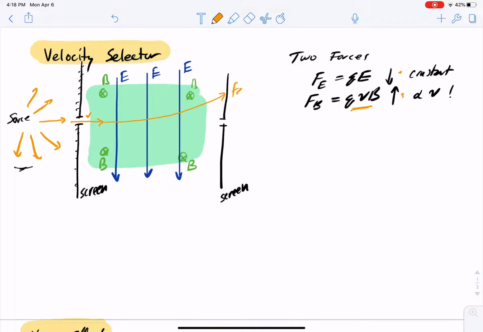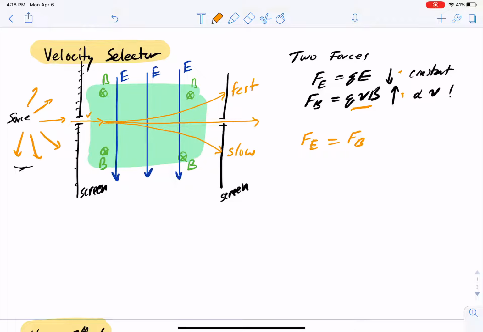So that's a fast particle. Whereas a slow particle, the magnetic force will be weaker and the electric force will be stronger, and it'll go down. And there'll be some speed where those two will be balanced and it'll just go straight through. So that will happen when these two forces are equal.